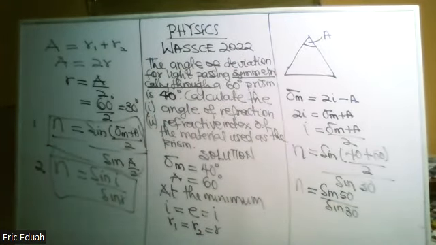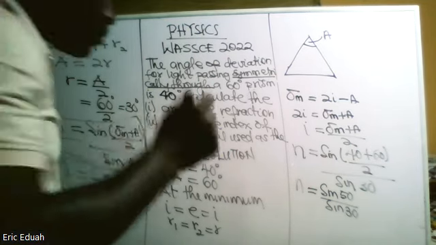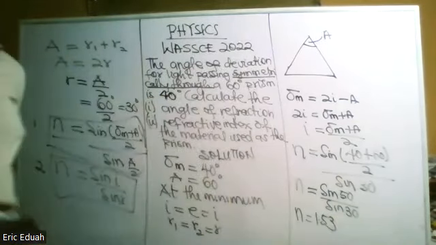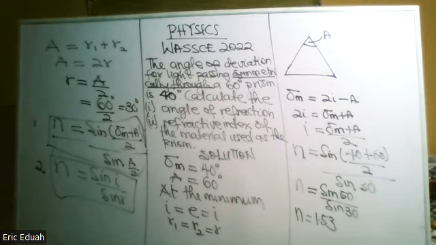The rest is the work of the calculator. So you point sine of 50 divided by sine of 30, which is 0.5. Please do that and give me the answer. 1.53. And that's the answer for the refractive index of glass. So it's not so difficult. You have to listen whether it's a condition of minimum deviation or not.